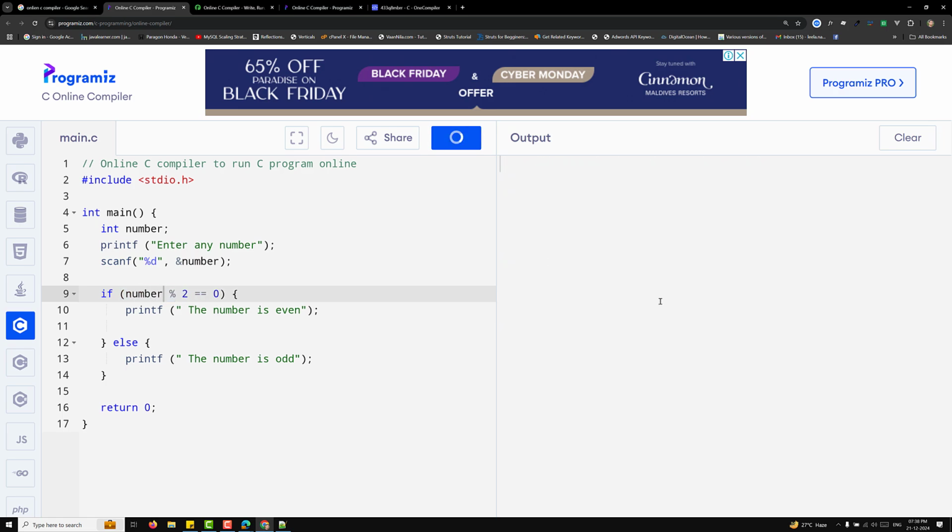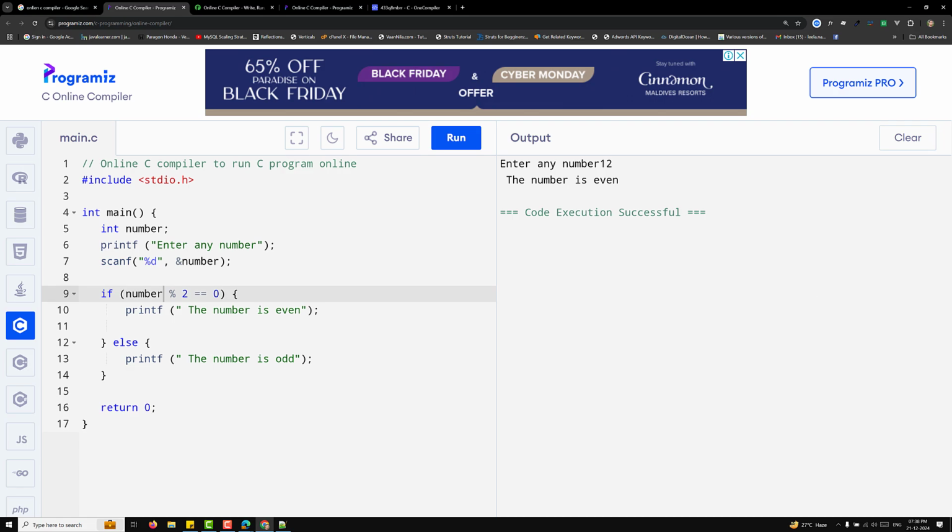Okay, so now here you will be able to see it is asking to enter any number. If I try to write 45, it should tell that the number is odd. In the same scenario, if I try to write 12, it should tell that the number is even. So this is how we will be able to calculate whether the number is even or not.